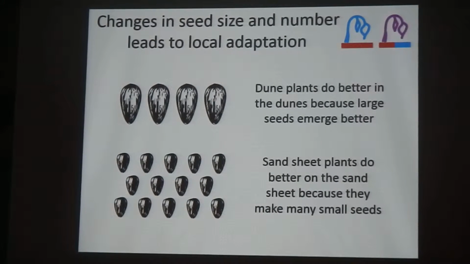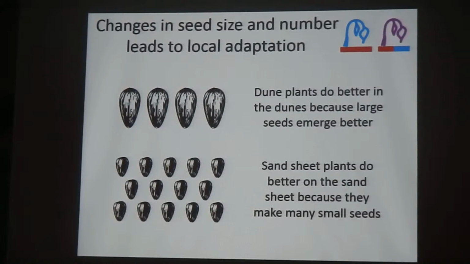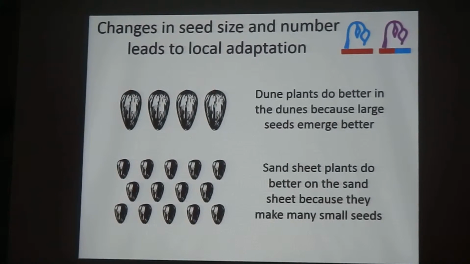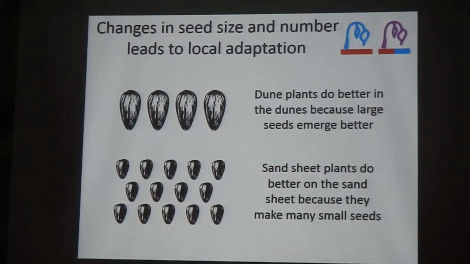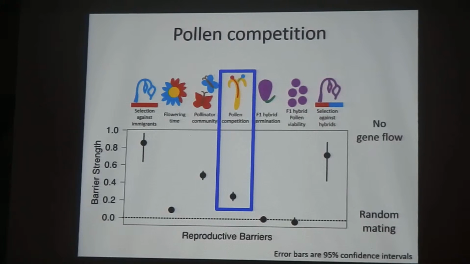So overall, I think we have a pretty good hypothesis about the forces that might have led to selection against immigrants and hybrids, and we have a trait that we think is worth trying to QTL map. Let's go back and talk about pollen competition for a minute.